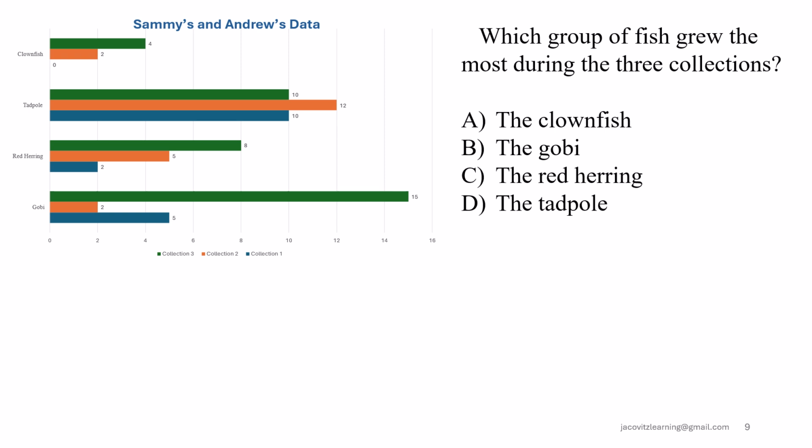Which group of fish grew the most during the 3 collections? Well, which one started from the least and grew the most? So the clownfish was at 0, went to 4. That's only up plus 4. The tadpole started at 10, so it started at a greater part, but it only went up plus 2. The red herring were at 2, but guess what? They went up to 8, so that's plus 6. So the goby are here starting at 2, but they went up to 15, so that's plus 13.